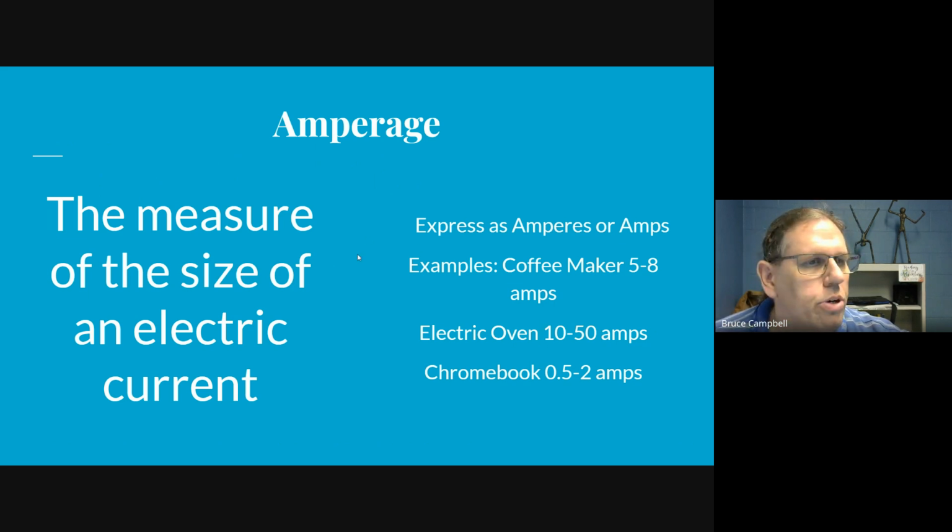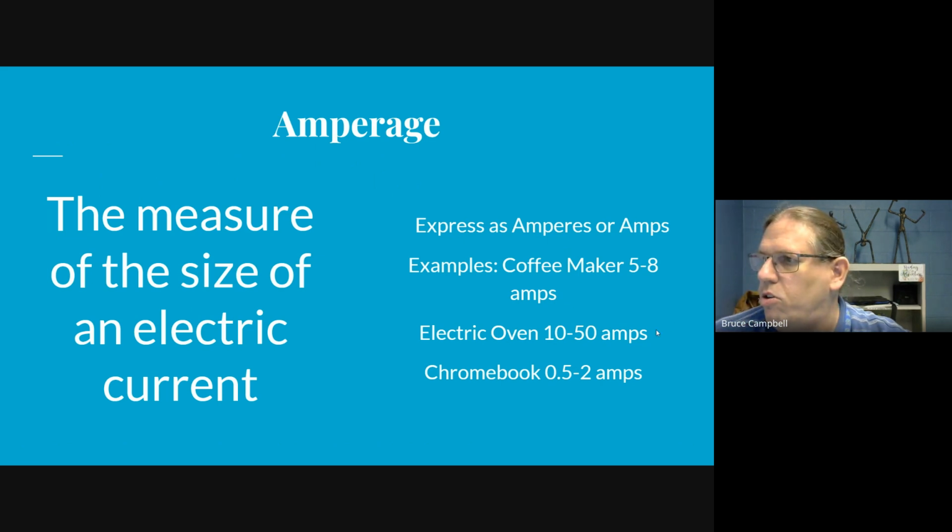Okay, amperage. It's the size of an electric current, right? How big the electrical current is. It will be expressed as amps or amperes. If y'all have a coffee maker in your house, that runs on about 5 to 8 amps of power. Your electric oven, if you have an electric stove, that's about 10 to 50 amps, depending on the make and features.